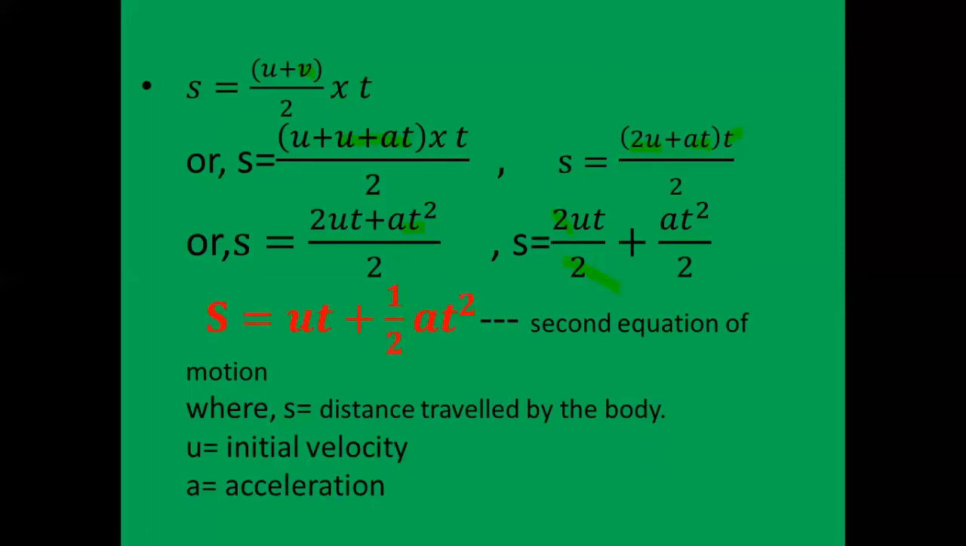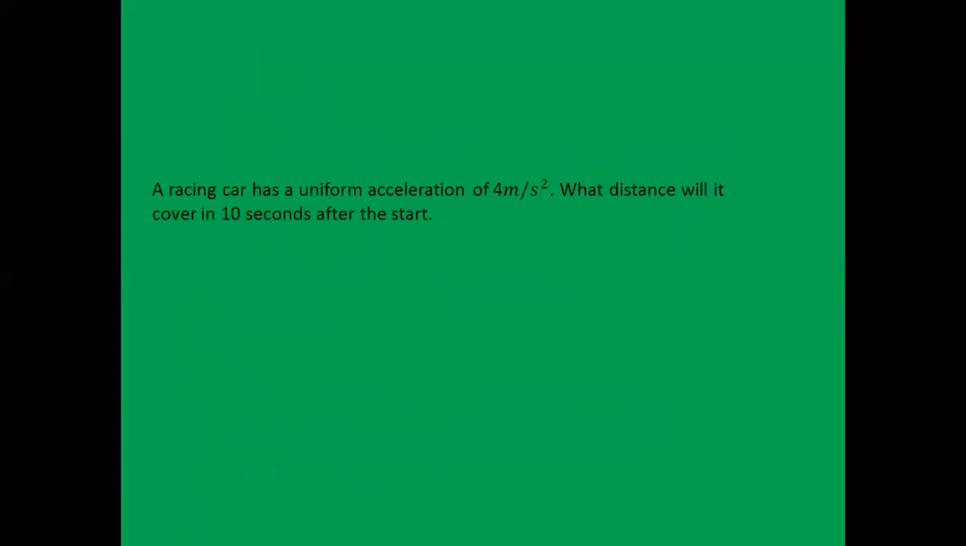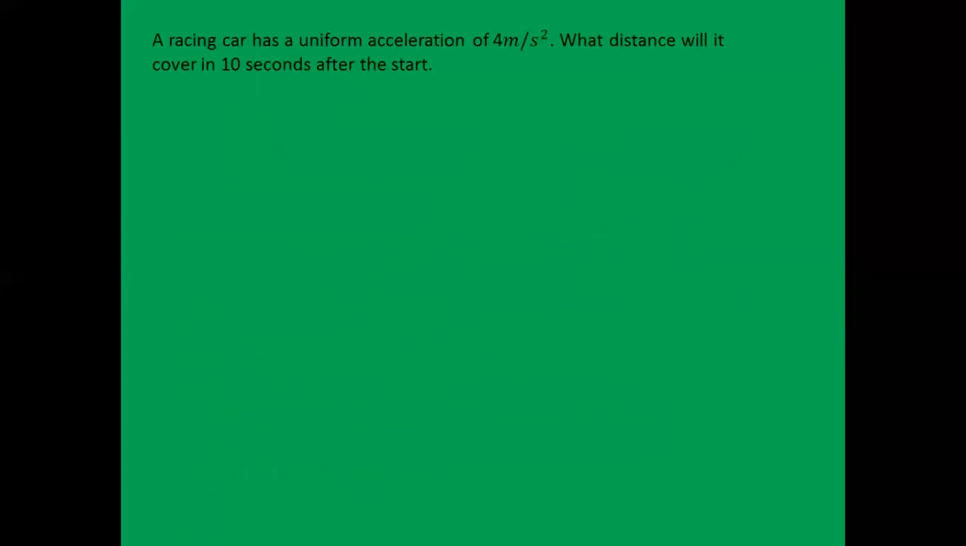Now we can try to solve a problem using the second equation of motion. The problem is: a racing car has a uniform acceleration of 4 meters per second squared. What distance will it cover in 10 seconds after the start? First of all, we can write the given data.